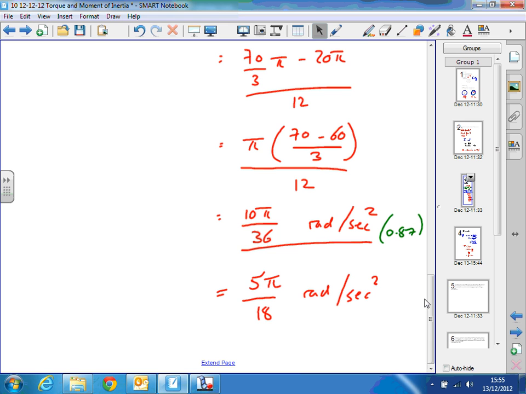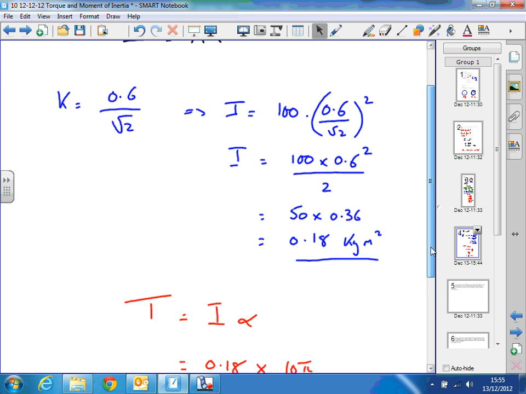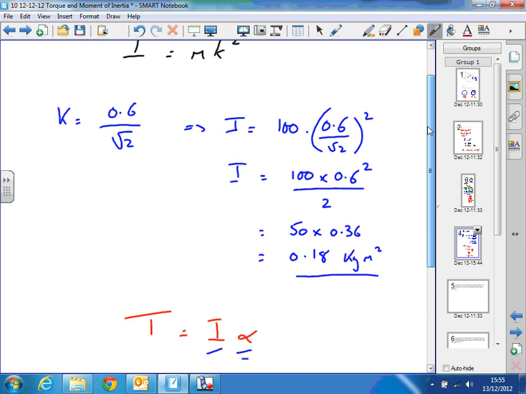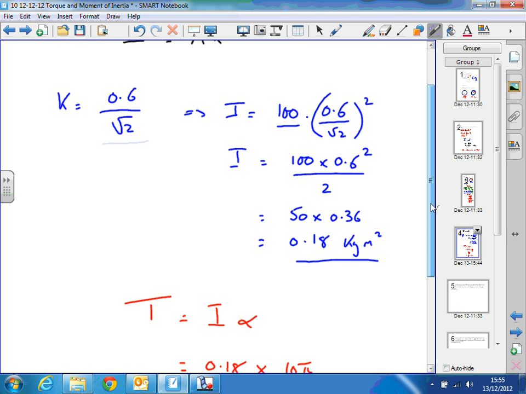Okay, so now we've got a value for alpha. We can now plug that into the formula for the torque here. But we also need the moment of inertia. So the second question was, what's the moment of inertia? If we use k, because it's a solid flywheel, k is 0.6 over root 2, then I turns out to be the mass, which is 100 kilograms, times 0.6 over root 2 squared. So that means you end up with 0.18 kilograms meter squared. Is that correct?